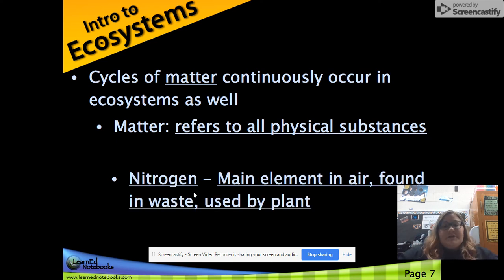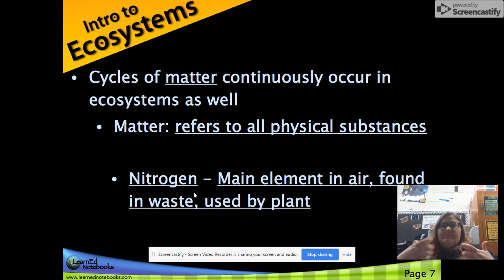The last one is the nitrogen cycle. Nitrogen is the main element in air. It is found in waste and used by the plants. In the atmosphere, I told you, there are many gases that make it up. Nitrogen is one of the biggest; most molecules in the air are nitrogen. And then it's found in waste, meaning the product.